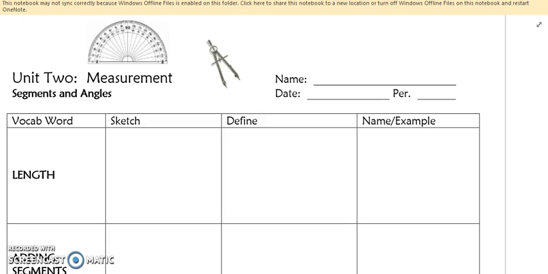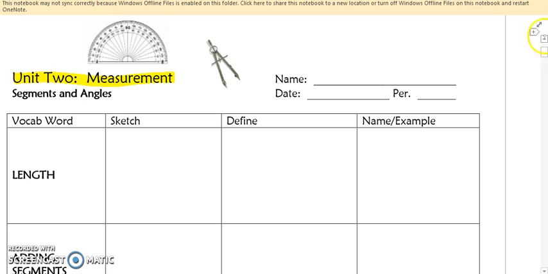Today we're talking about our new unit of measurement. Measurement is going to be all about segments and angles. So the length of segments and also maybe the measure of angles, which we dealt with a little bit in the last unit, but definitely more in depth for this unit.